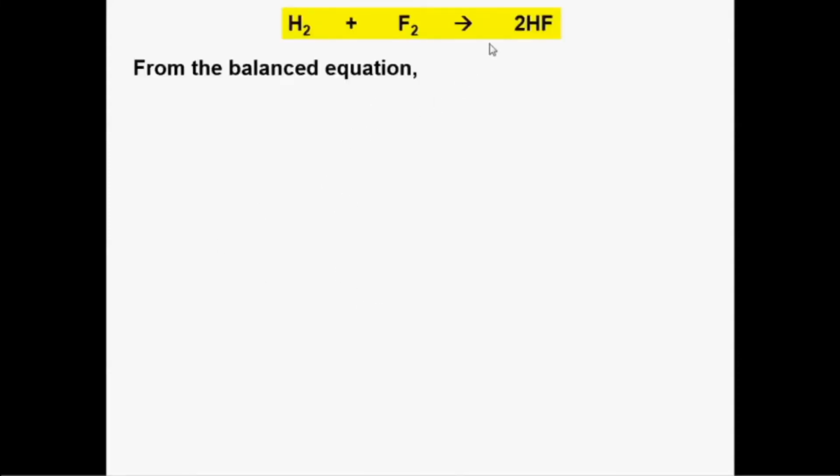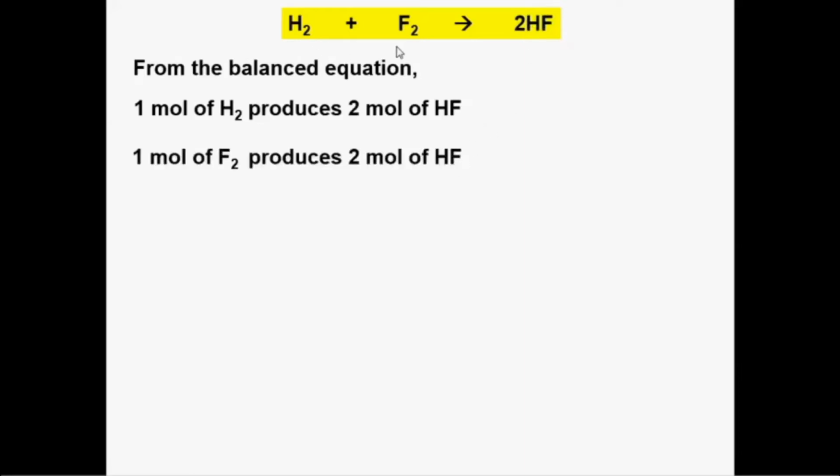Now let's look at this, still using the same example. From this equation, we know that 1 mole of hydrogen produces 2 moles of hydrogen fluoride, and 1 mole of fluorine also produces 2 moles of hydrogen fluoride. And remember, guys, we have 2 moles of hydrogen and 3 moles of fluorine.